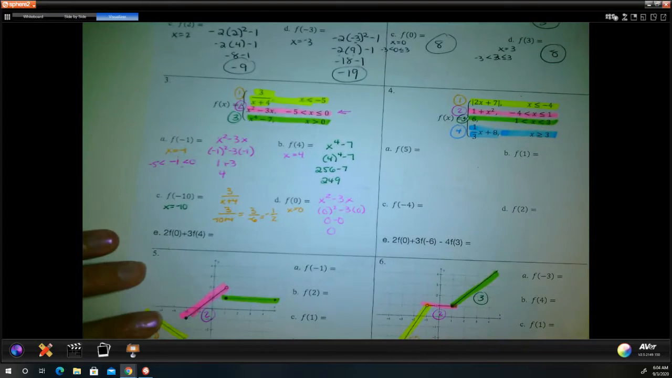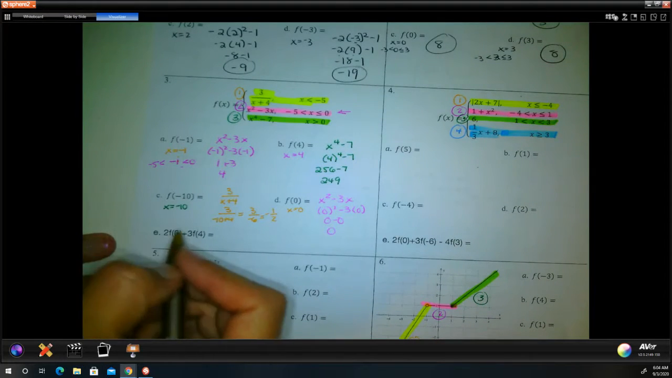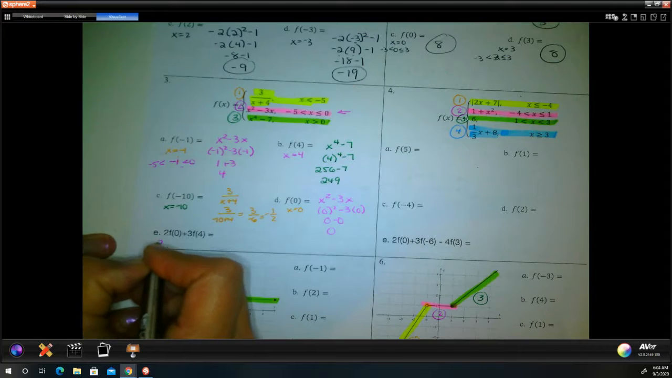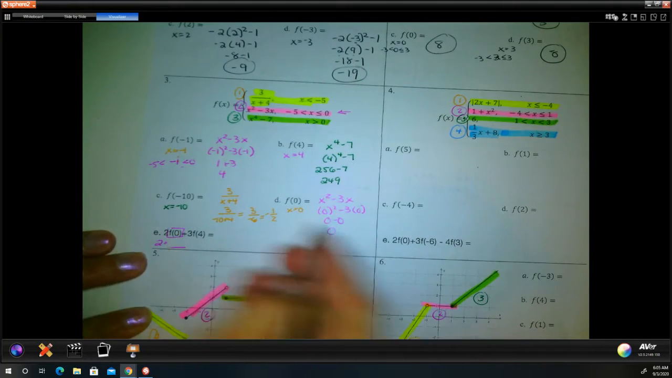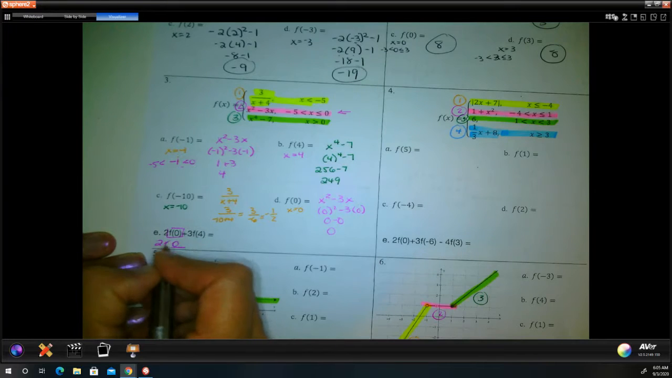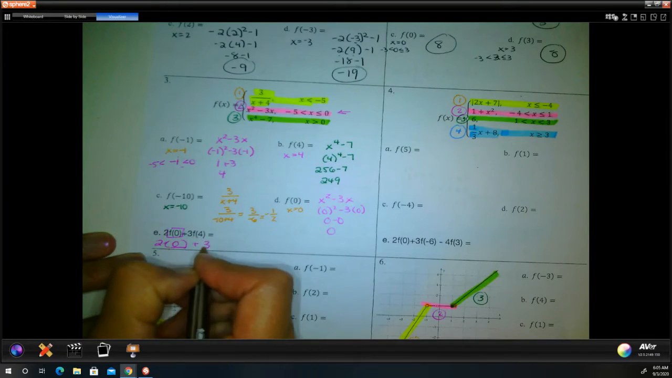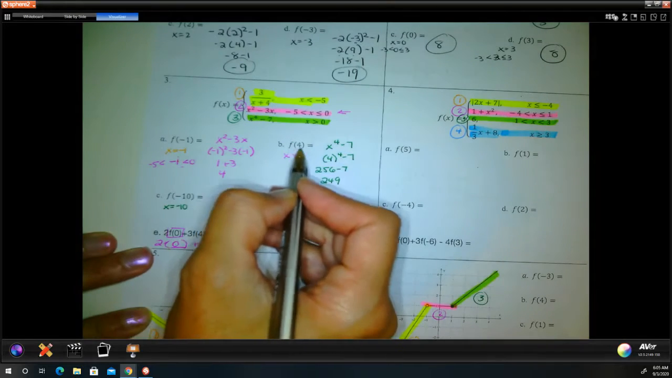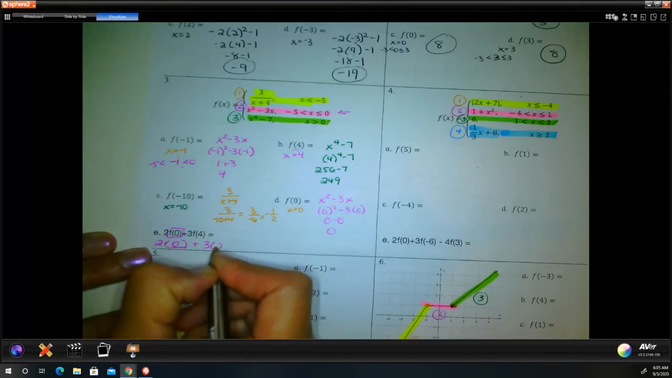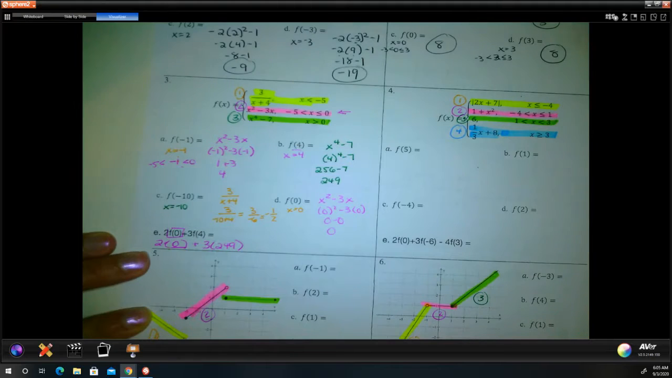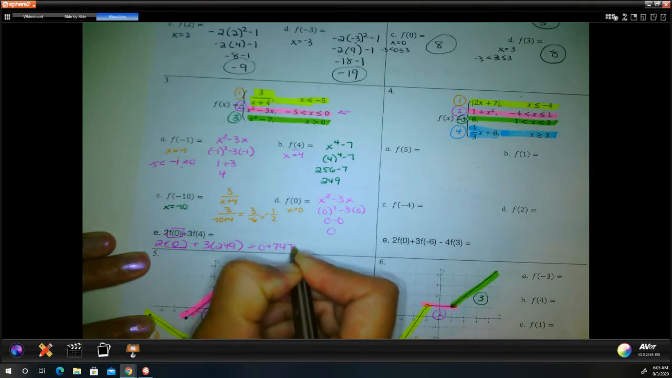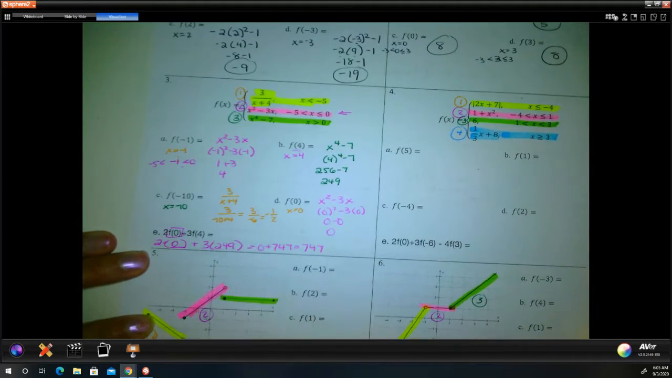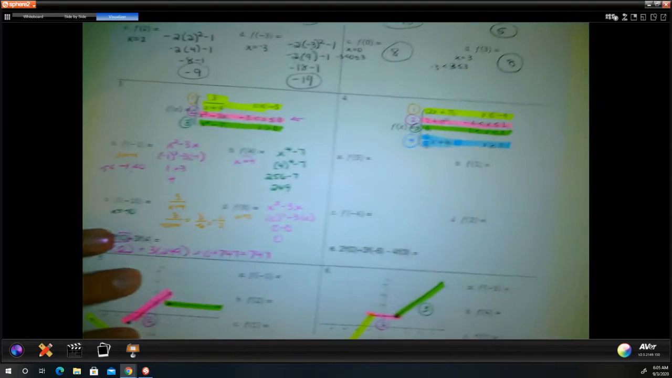Okay, now down here, this is a little more complicated. So we have to do 2 times the value of f of 0. So f of 0 we just got here is 0. So 2 times 0 plus 3 times the value of f of 4, which is right here. That's 249. So 2 times 0 is 0. 3 times 249 is 747. So we get 747.